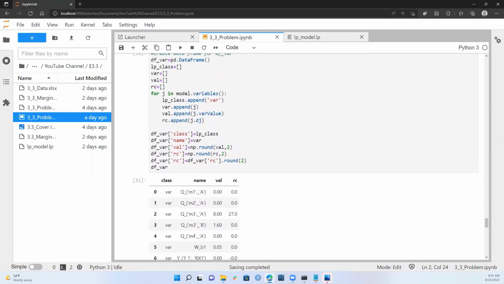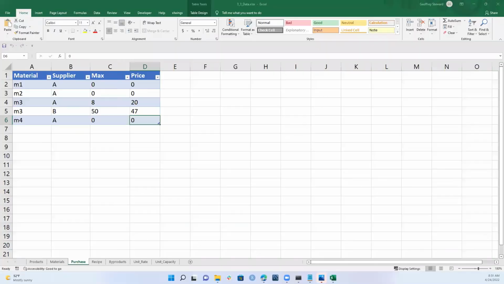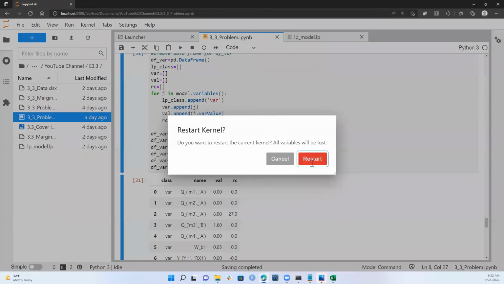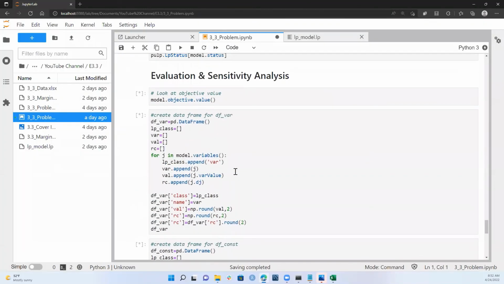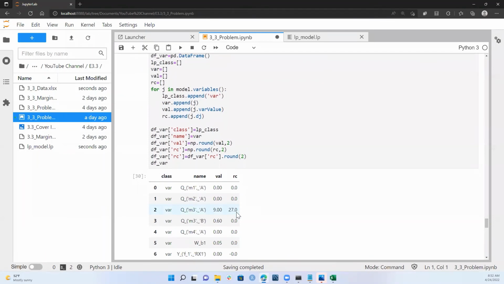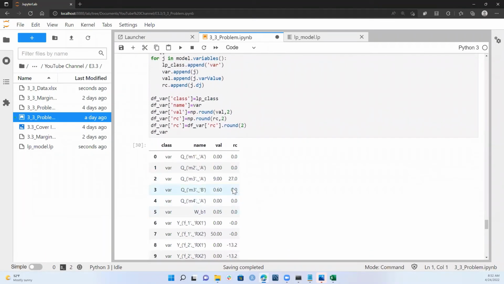So I'm going to go do that just to demonstrate this and be right back. Okay, so I've pulled up the purchase table from our data set. I'm going to change this 8 to a 9. I'm going to save this. I'm going to come back to this and I'm going to rerun the whole thing. And we're going to see if our objective function, which was 5314, goes up by $27. And it does. So instead of 5314, we have 5341. And we can see that indeed that shadow price of $27 was accurate.